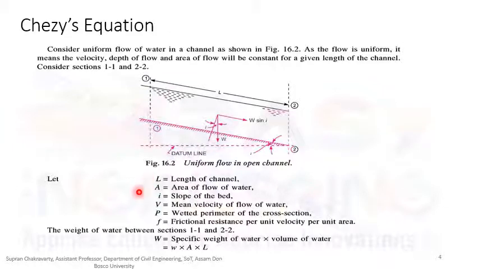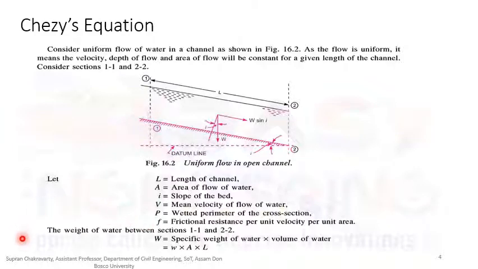Here are the different parameters that they have taken. L is the length of the channel, A is the area of flow, i is the slope of the bed. Sometimes this i is also taken as S. Please note that. V is the mean velocity of water, P is the wetted perimeter, f is the frictional resistance per unit velocity per unit area.